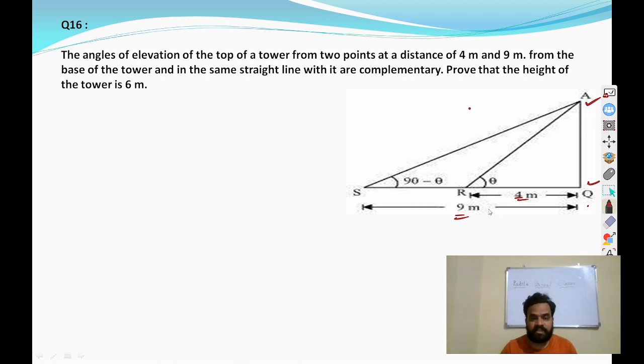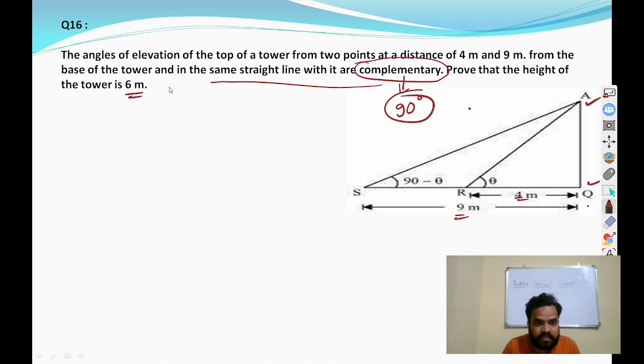They are giving you, there is no angle given, right? What they have given is that the points are on the same straight line and the angles are complementary. Complementary and supplementary angles are there. Please do remember, the word complementary indicates that the sum of angles is 90 degrees. Prove that the height of the tower is 6 meter. They have only given this in the question, that it is 6 meter. You need to prove this. It is a prove-that type of question.